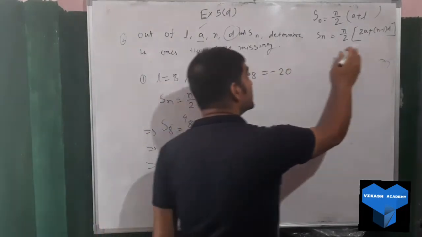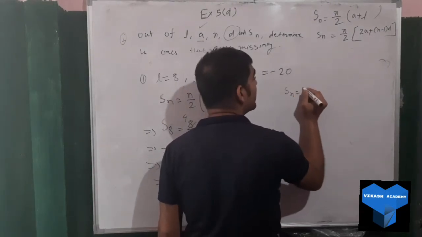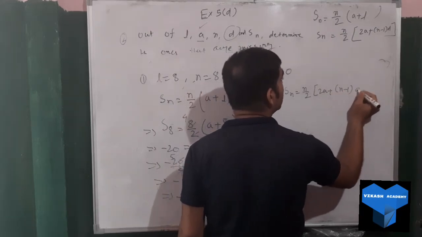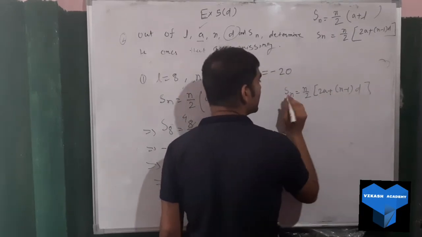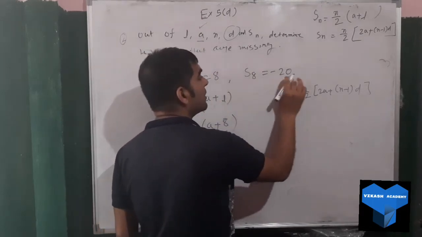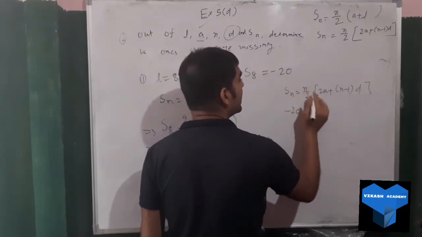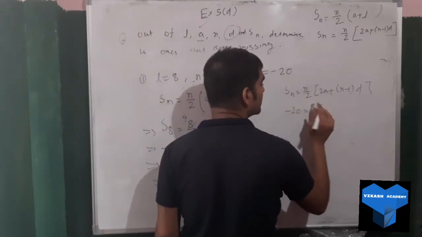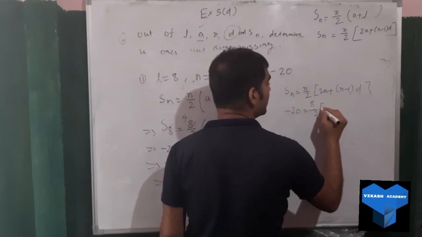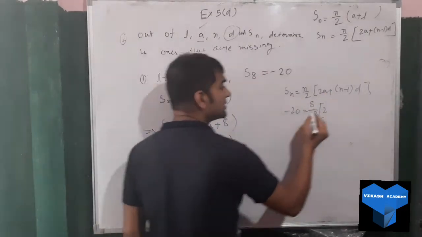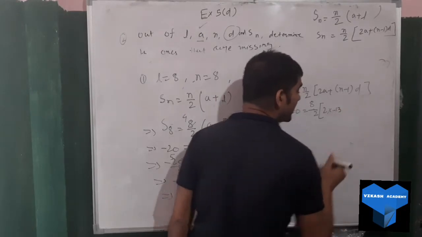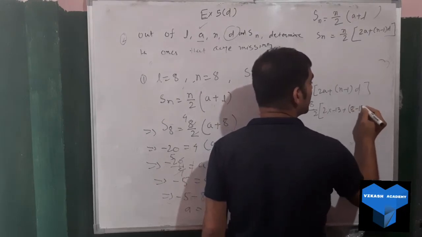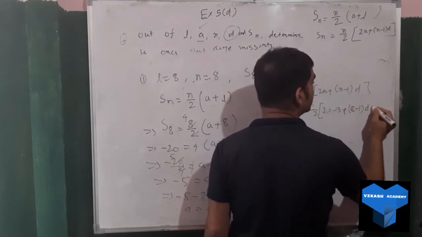So for D we will use the second formula. We know that Sn is equal to n by 2 into 2A plus n minus 1, then D, close the bracket. Sn we will use, that is S8, or directly minus 20, right? n by 2, so n is how much? 8. We will write 8 by 2. Then 2A is what? Minus 13, so minus 26. Then n minus 1, so it will be 8 minus 1. Then D, we'll be writing D.